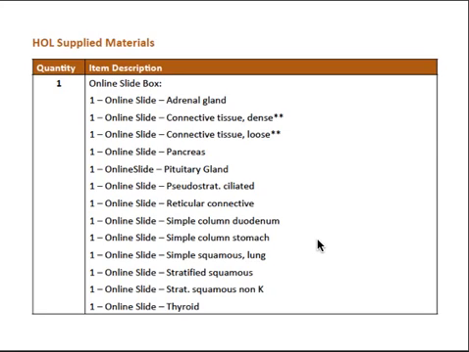slides from the online slide box: adrenal gland, dense connective tissue, loose connective tissue, pancreas, pituitary gland, pseudostratified ciliated columnar epithelial tissue, reticular connective tissue, simple columnar epithelial tissue from duodenum, simple columnar epithelial tissue from stomach, simple squamous tissue from lung, stratified squamous tissue, stratified non-keratinized squamous epithelial tissue, and thyroid gland.